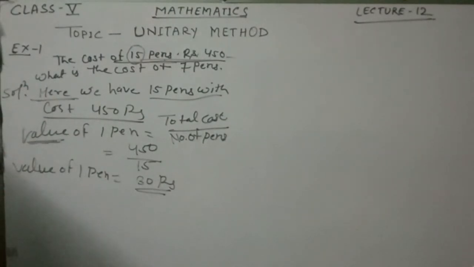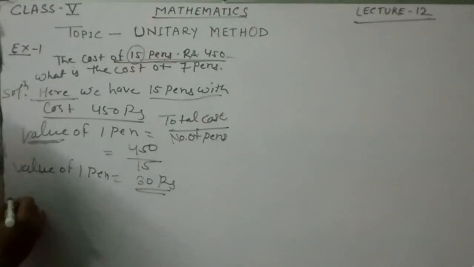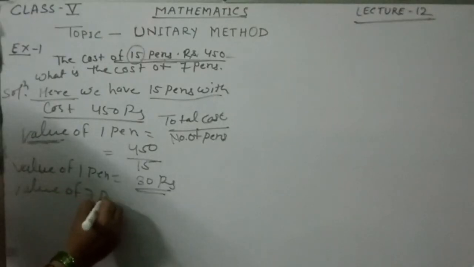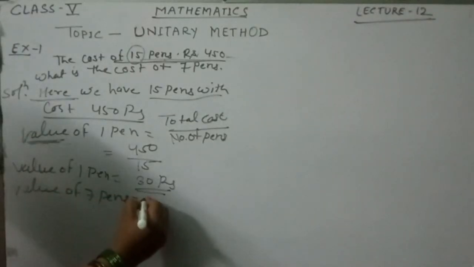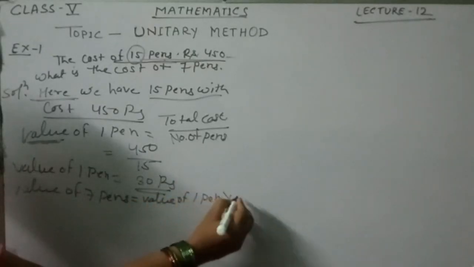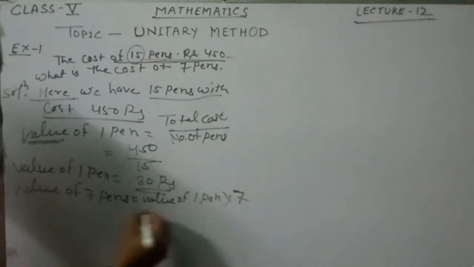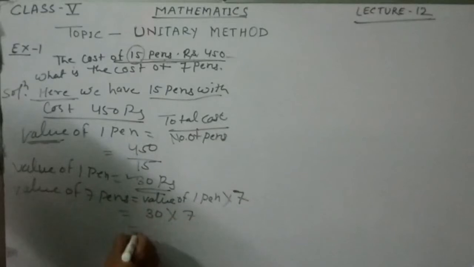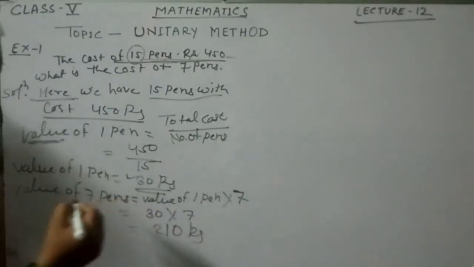So what I told, after getting the value of one pen, we have to find the value of 7 pens. How will we find it? The value of one pen is 30 rupees. Then the value of 7 pens: what we have to do is multiply the value of one pen by 7. The value of one pen is 30, multiplied by 7. That is 7 threes are 21 and 0.